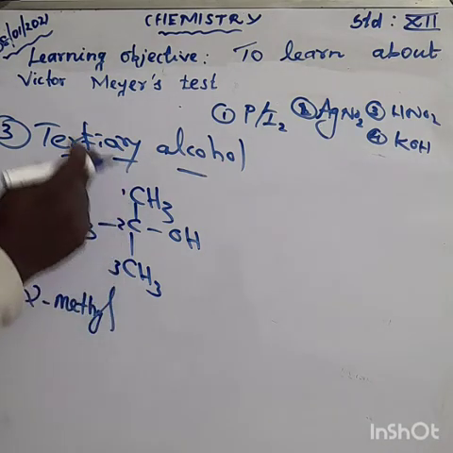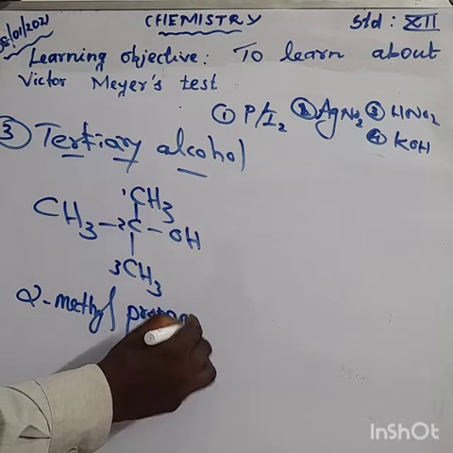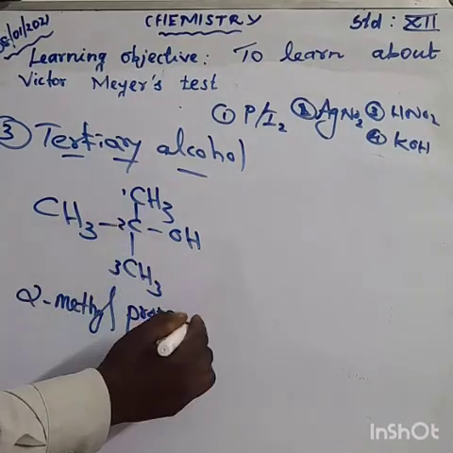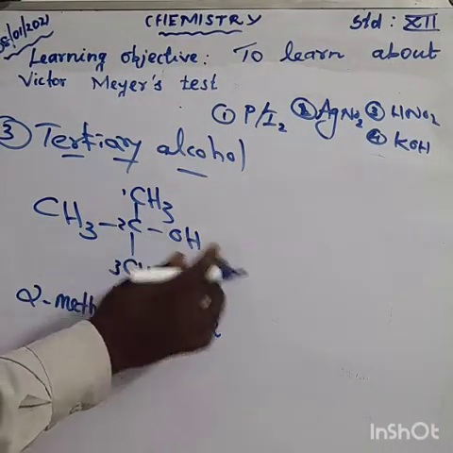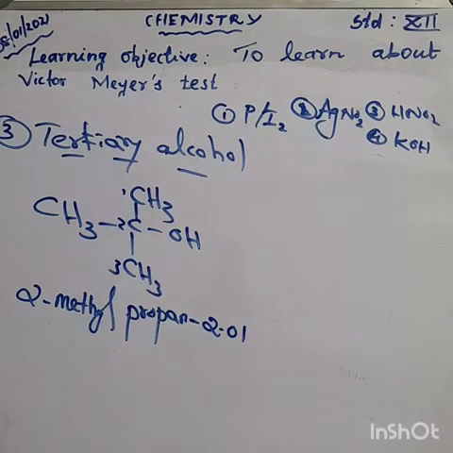So 2-methyl. The number of carbons is 3, propane, where we drop the e. The second carbon has OH, which is written as ol, the secondary suffix. So 2-methylpropan-2-ol. This is the IUPAC name, don't forget.